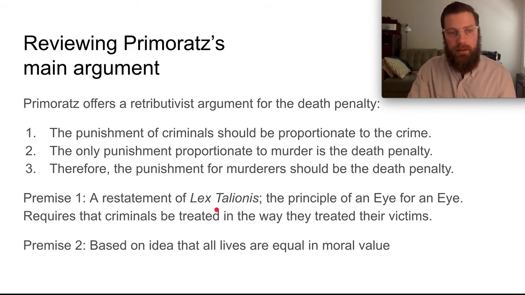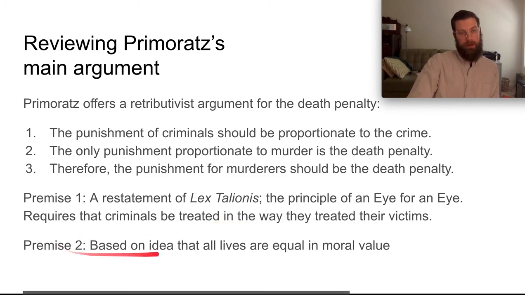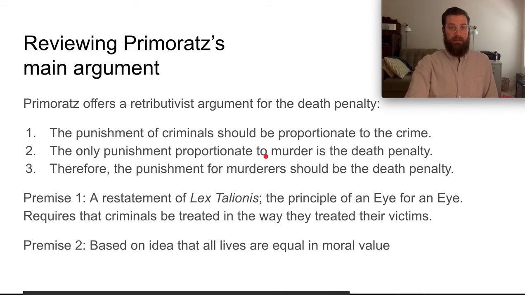So premise one seems to be something pretty close to a principle known as lex talionis, which is the principle of an eye for an eye. So the idea would be something like, if your wrongdoing causes someone to lose an eye, well, you should lose an eye of your own. If you knock out a tooth from somebody, well, now you deserve to get one of your teeth knocked out, and so forth. So it requires treatment for criminals in the way that they treat their victims. And then premise two in Primoratz's argument was based on an idea that if we take seriously the idea of equality between humans and the infinite worth of a human life, Primoratz says that the death penalty is the only way to correctly respond to a murder.